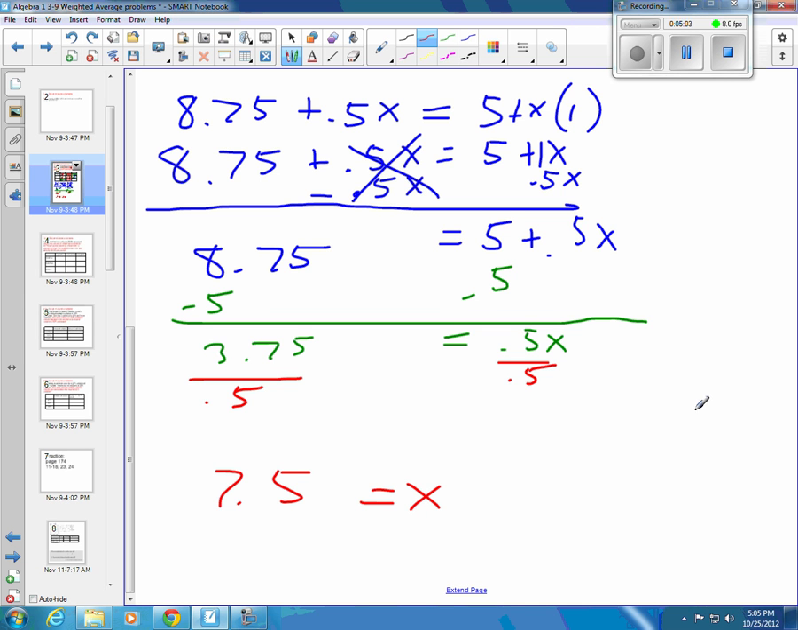Sometimes, though, I think of this: 0.5 is the same thing as 1/2, and to get rid of a half, I multiply by 2. So if I take 3.75 and multiply by 2, I actually get 7.50 also. So remember that 0.5 is 1/2, and you would flip and multiply, so you can multiply by 2. That's for those people that are ready for that in their math level. So our answer for x is 7.5.